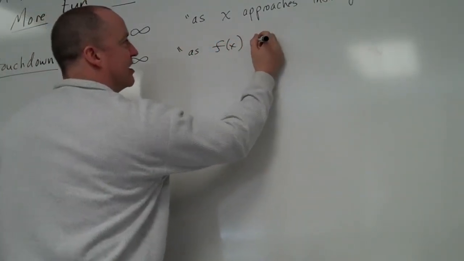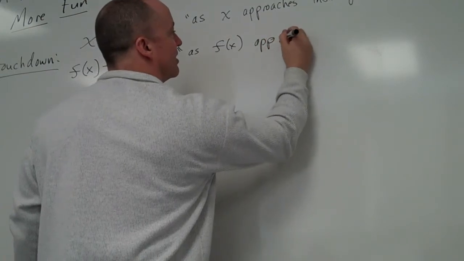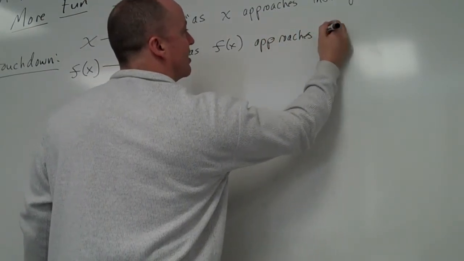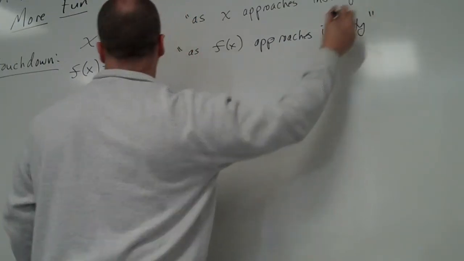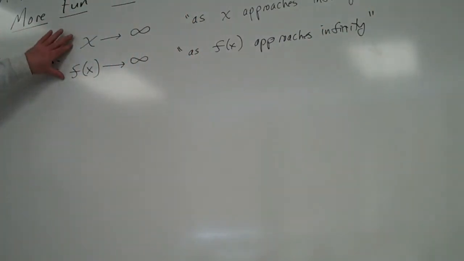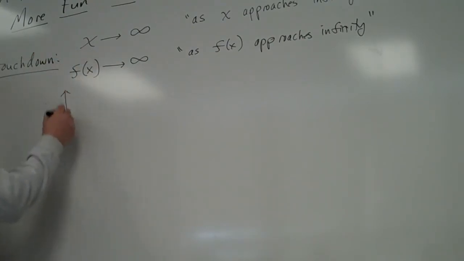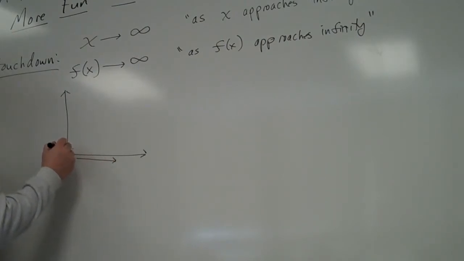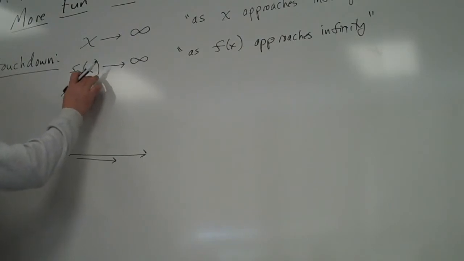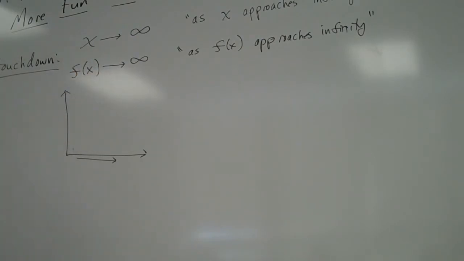as f of x approaches infinity. And these two lines together tell me that as x goes as far to the right as we can imagine, Is f the function? f of x is the function. But we're using it to mean the same thing as y here.